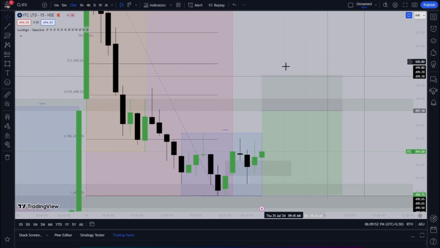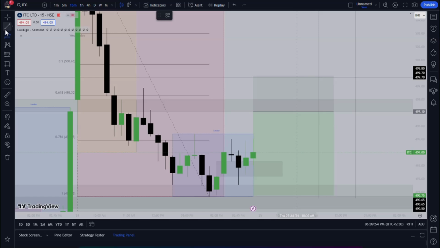And we also have beautiful liquidity right here. There's a lot of liquidity here. Price may take out this liquidity and go lower. That is our ITC prediction.